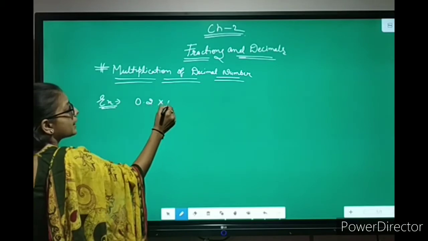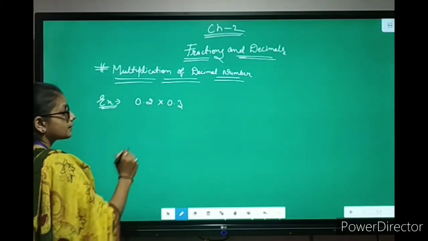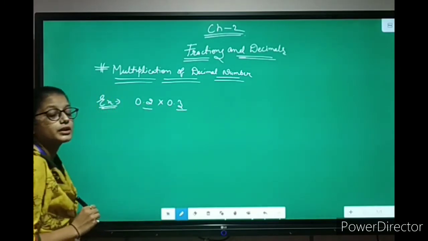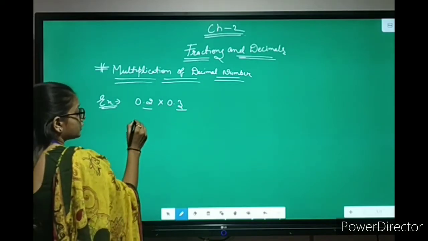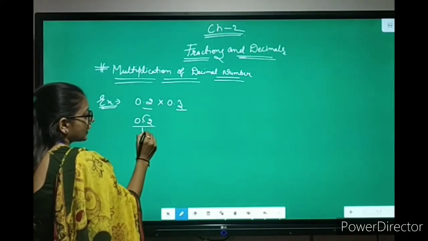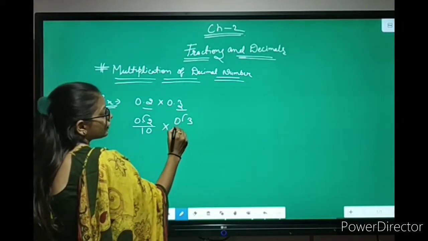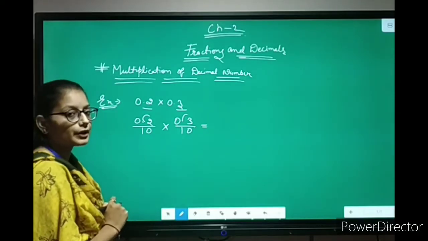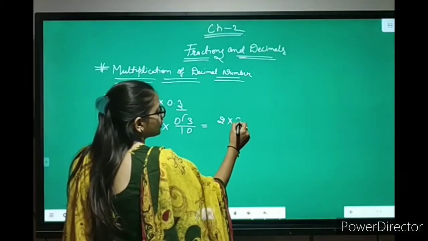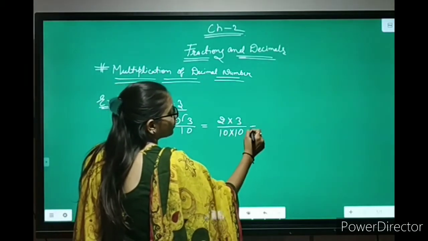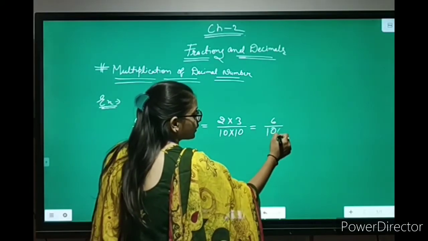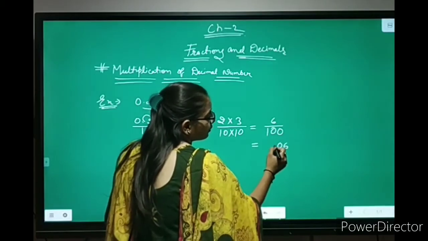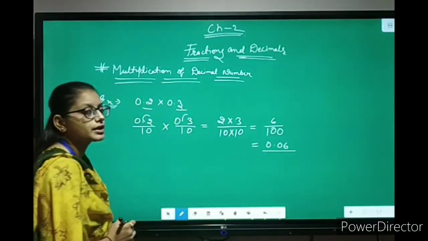0.2 multiply 0.3. There is one digit right of the decimal point. Remove the point, 10 multiply 10. Denominator multiply to denominator and numerator multiply to numerator. 2 multiply by 3 upon 10 multiply by 10 equal 2 3s are 6 upon 100. Put the decimal before two digits. 6 becomes 0.06. So the answer is 0.06.